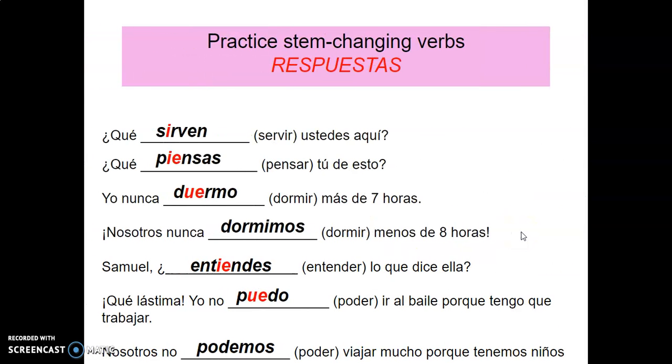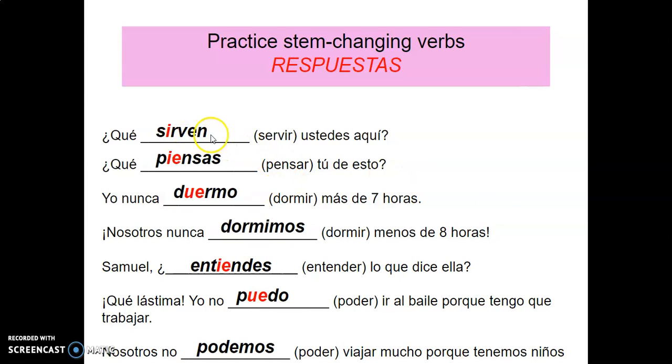Okay, muy bien. So hopefully you've taken a moment to answer these. I have highlighted here in red, in rojo, right? La parte que cambia, right? The part where we changed it. And then I've shown you how we would conjugate it to match the subject. So let's look at these.